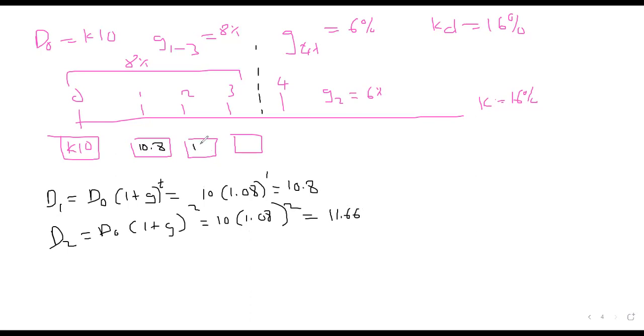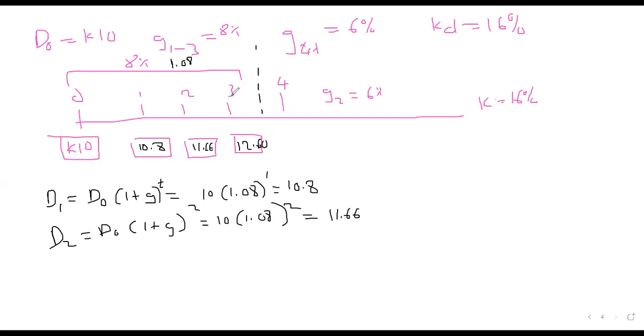But if you're lazy, you can just multiply the previous answer, because this is 8%. So you'll be multiplying your next answer by 1.08. So just multiply 10.8 times 1.08, and you get 11.66. Now 11.66 times 1.08, just multiply by 1.08. It will give you the next figure, which is what? 12.60.